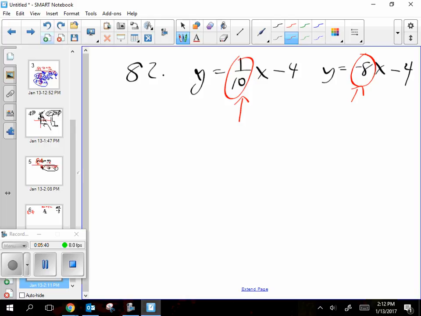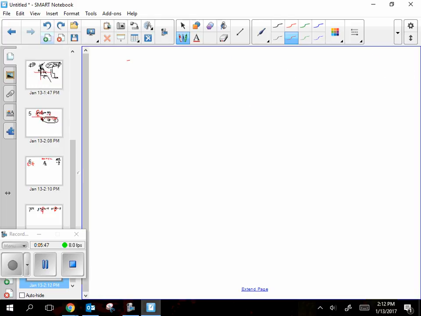88. Everybody get to 88. Number 88 says y equals negative 1/4 x minus 3. But then it has this 0, negative 7 after it. What does it want? I'm reading the directions. It says find the equation of a line that's parallel and a line that's perpendicular to it, but passes through the given point.